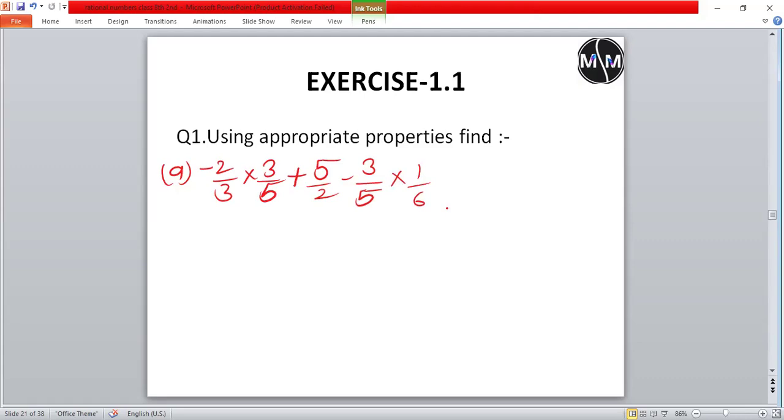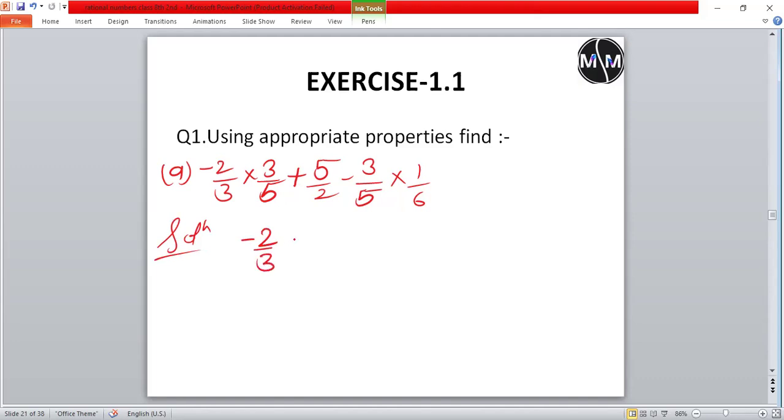So let's start. What is the associative property? Associative property, just a minute. We will start the solution here.